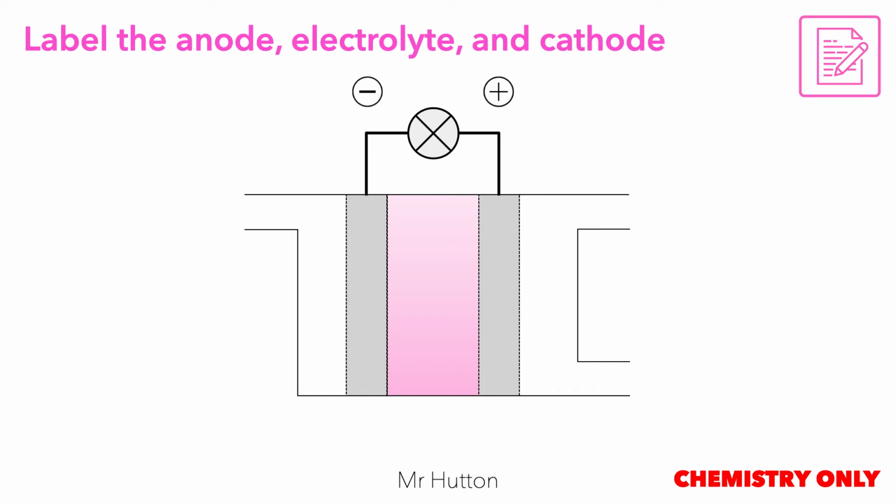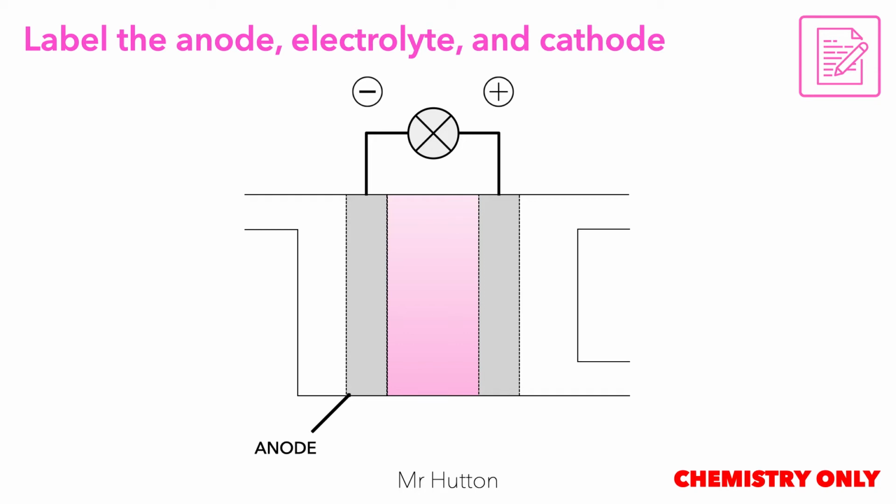So first thing I want you to have a go at is labeling the anode, the electrolyte and the cathode. Now this is where things will be different to what you've seen in chemical changes and electrolysis. If you're unsure, just hold back a moment and wait to see where they go. So the anode here is actually on the negative terminal, and this contradicts what we've done in our chemical changes in electrolysis.